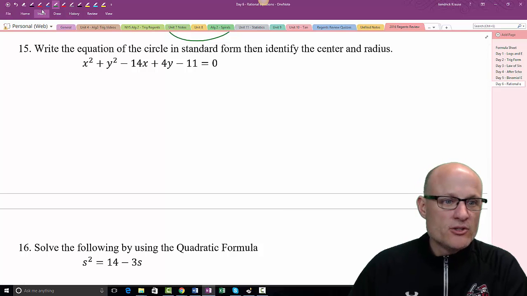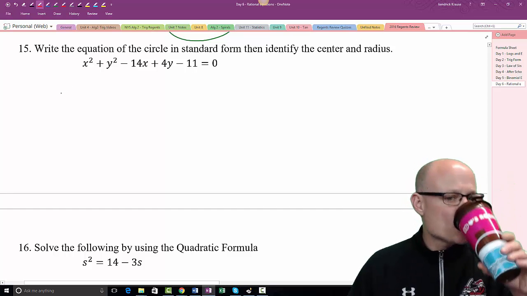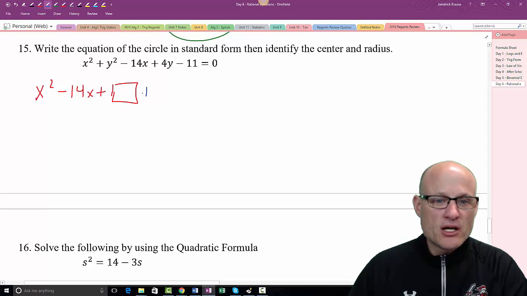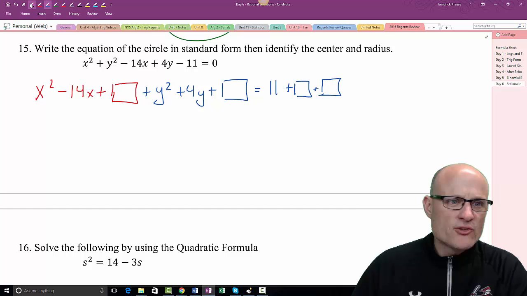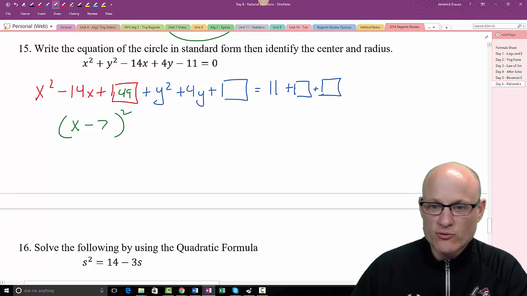One more. You guys should be pausing this and trying this on your own before I continue with it. We're going to do x squared minus 14x plus square plus y squared plus 4y plus square equals 11 plus square plus square. So in these parentheses goes half the middle term, square it, you get 49. So I'll do 49 over here.